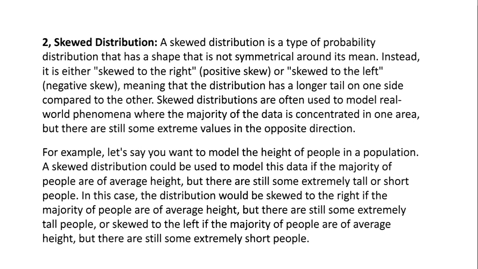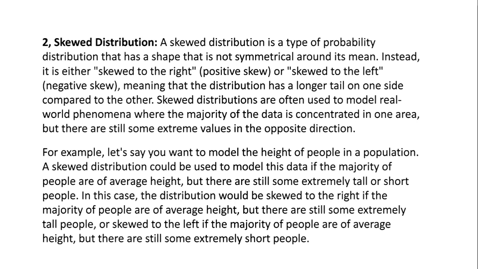Skewed distribution. A skewed distribution is a type of probability distribution that has a shape that is not symmetrical around its mean. Instead, it is either skewed to the right, positive skew, or skewed to the left, negative skew, meaning that the distribution has a longer tail on one side compared to the other.